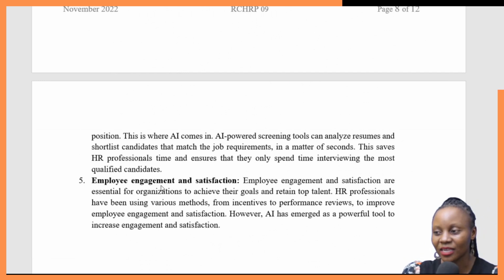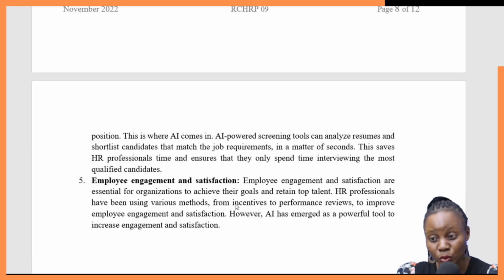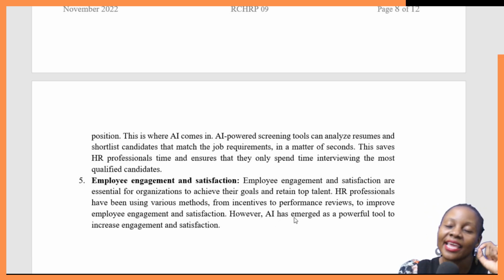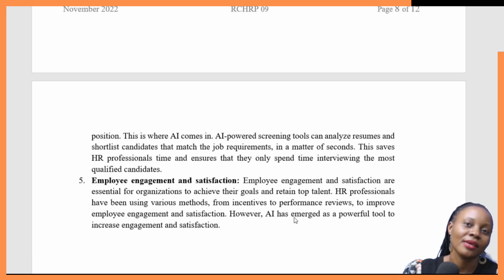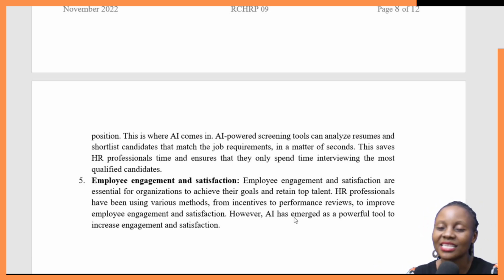Employee engagement and satisfaction is also another role that artificial intelligence is bringing on board in HR. Here they are saying, employee engagement and satisfaction are essential for organizations to achieve their goals and retain top talent. HR professionals have been using various methods, from incentives to performance reviews, to improve employee engagement and satisfaction. However, artificial intelligence has emerged as a powerful tool to increase engagement and satisfaction, because this is a machine that has just been programmed that way.